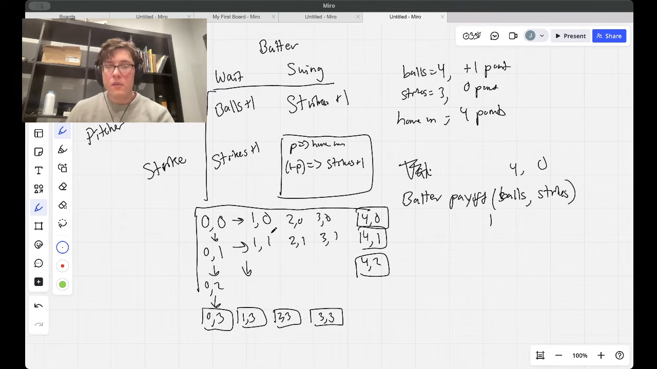Did I say P minus S? Yes. Okay. Where B is this one, the balls, BP of balls plus 1 strikes, and then S, I just wrote in my code this way, BP balls strikes plus 1.